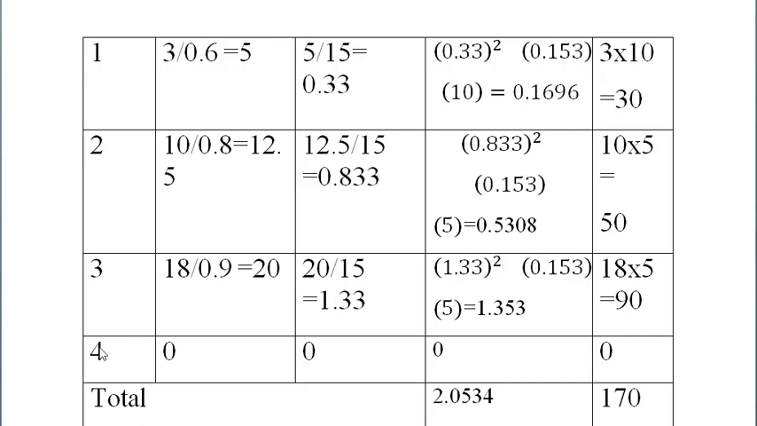Next, the fourth load: the load connected is 0. So there is no question of calculating any loss here.